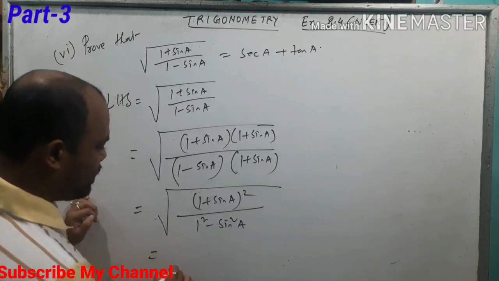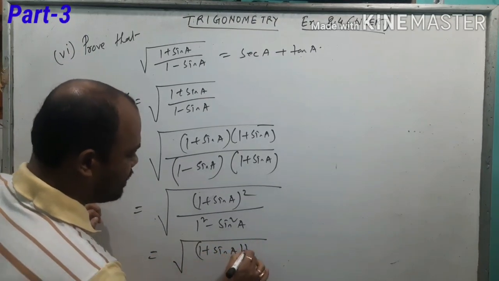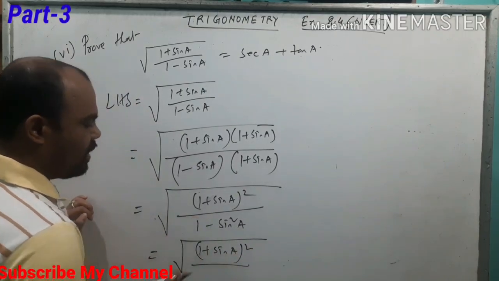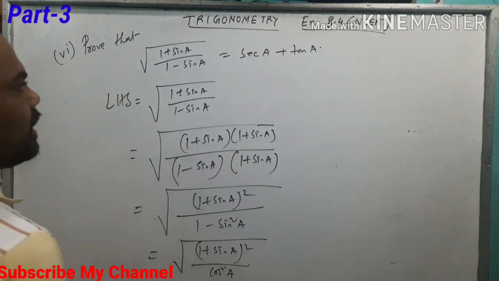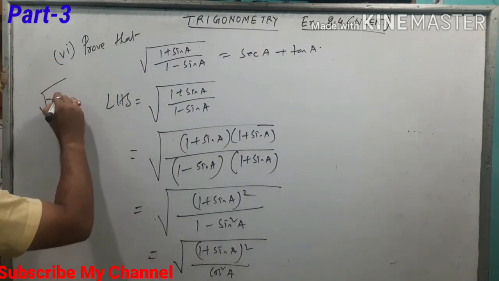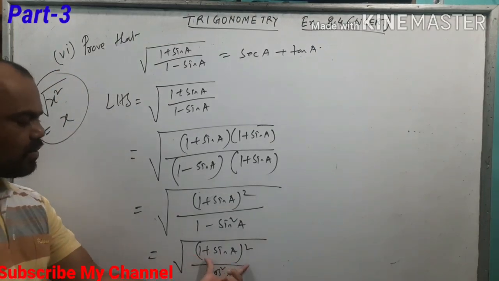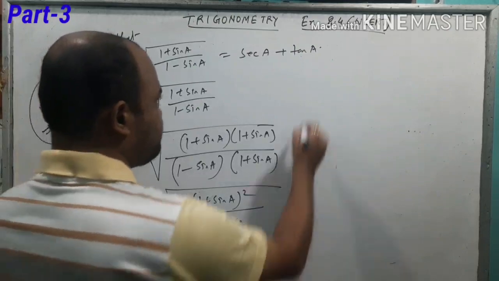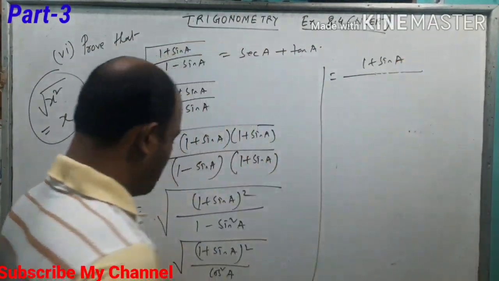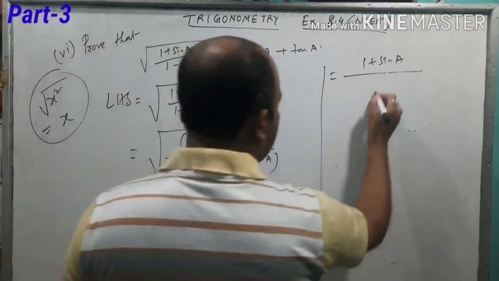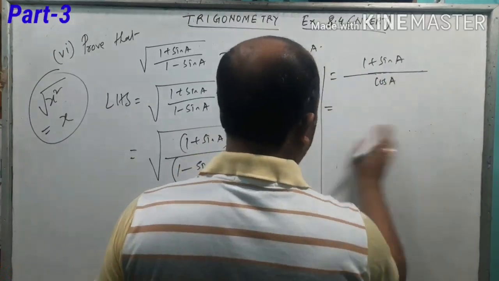Now see what is 1 minus sin square a? 1 square means 1. So 1 minus sin square a is cos square a. Now see one thing here, root under x square is what? It is x. So what will be root under 1 plus sin a whole square? It will be 1 plus sin a. Root under 1 minus cos square a, it will be cos a. That's all. The problem is finished.